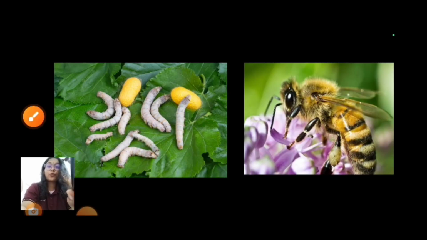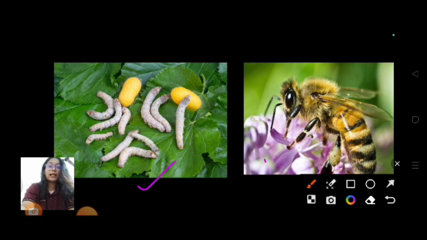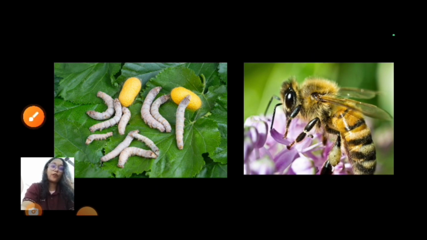These pictures show a silkworm and a honeybee, which are economically important arthropods. Is it clear? Economically important means, this is a silkworm, it gives you what? Silk for manufacturing silk cloth. And honeybees provide us with honey. Is it clear? Then moving on to the next slide.